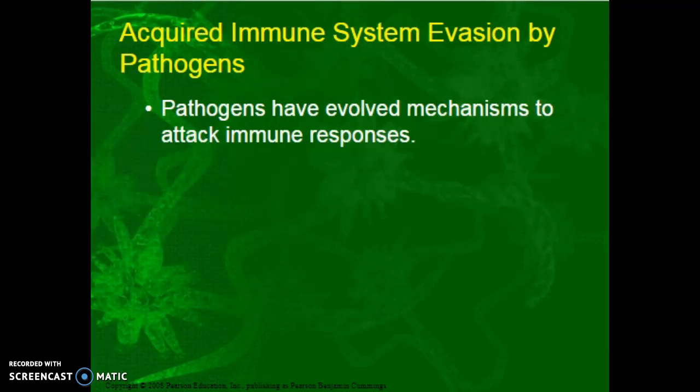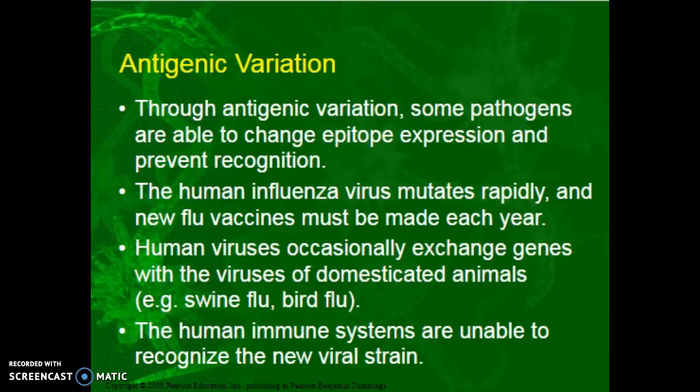Pathogens have evolved mechanisms to attack multiple immune responses. HIV is really good at doing what we're seeing here, where we're varying our antigens, and it's also really good at mutating and creating new antigens. Flu virus mutates rapidly. That's why we have to have a new flu shot every year. It doesn't carry through because the receptors are different. The antigens are going to present differently.